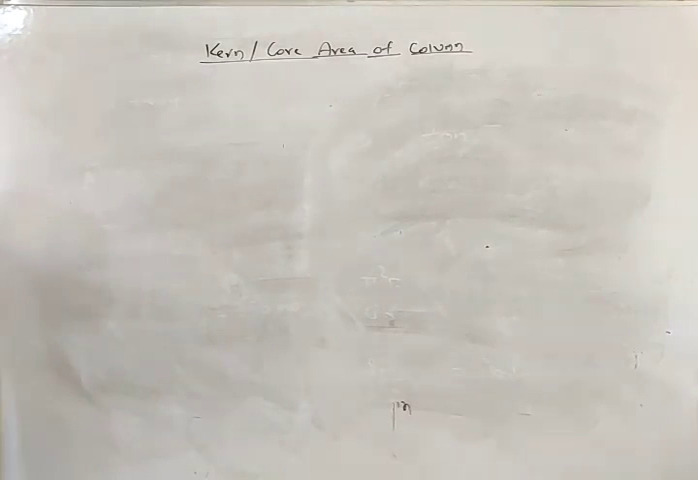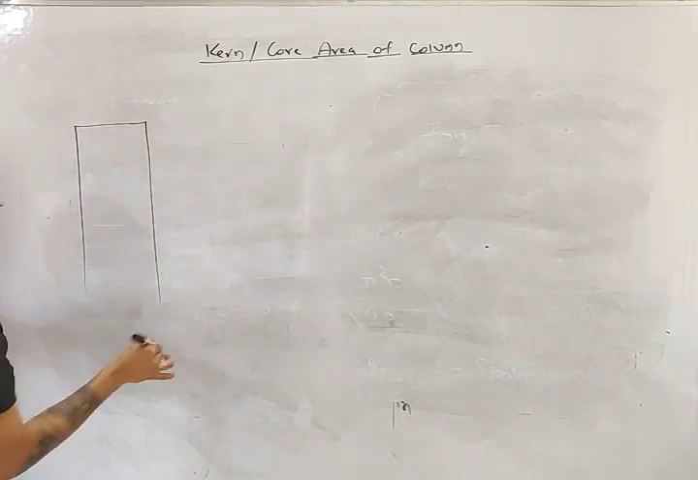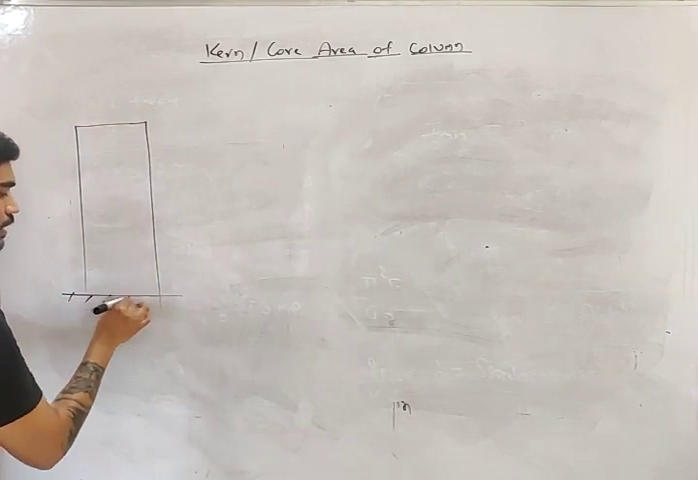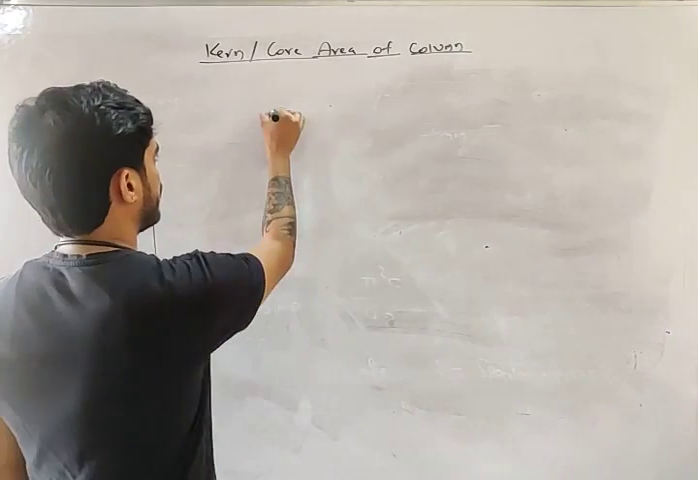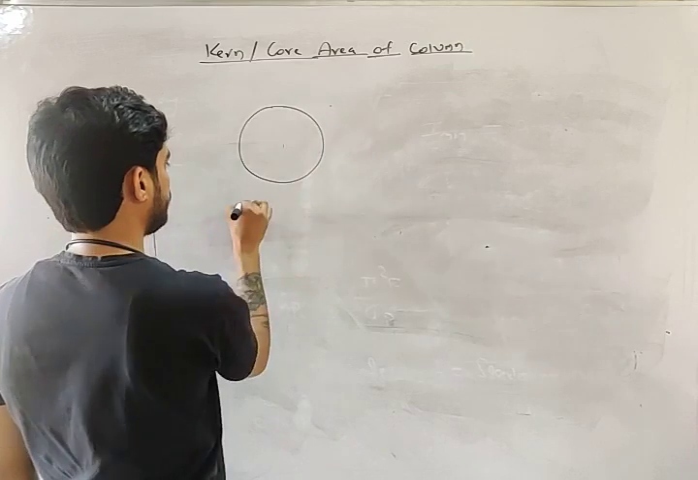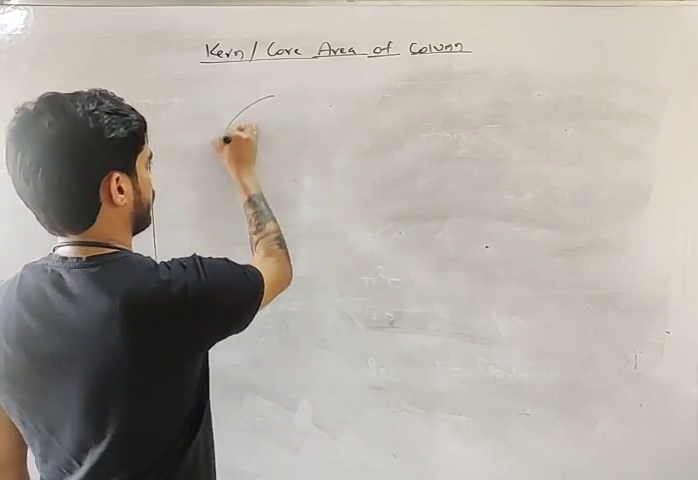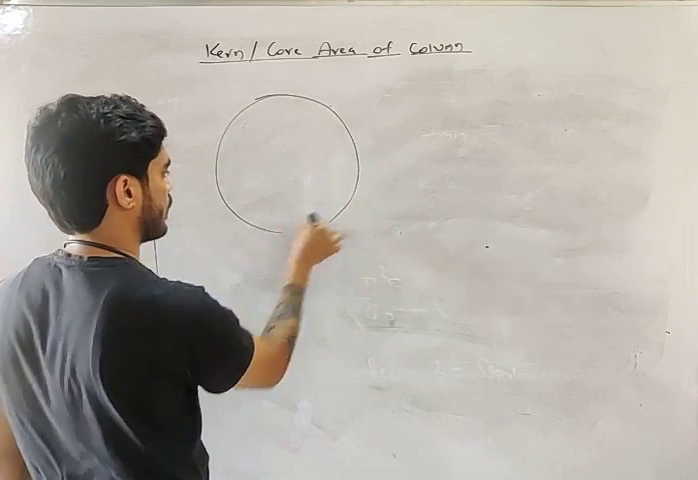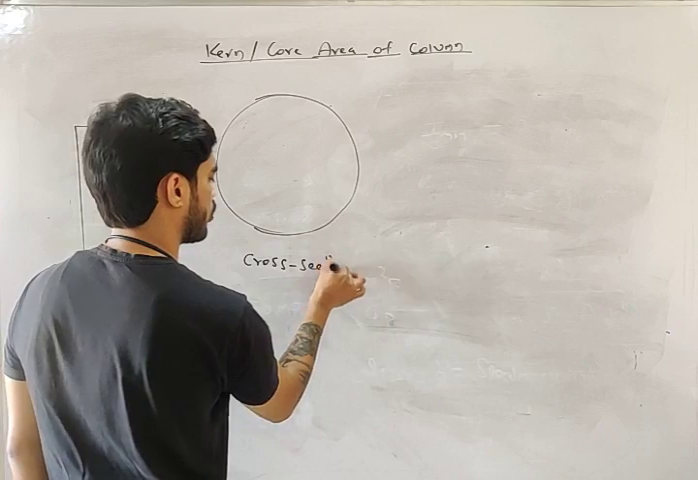If you want to understand it, let's take an example. Let me take an example of a circular column. The cross section, this is the cross section. Cross section means side view.